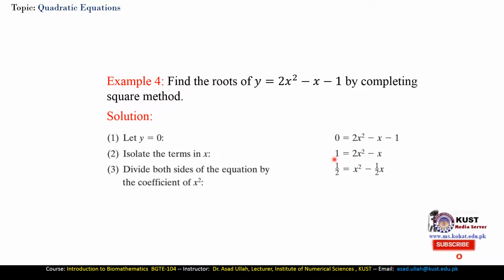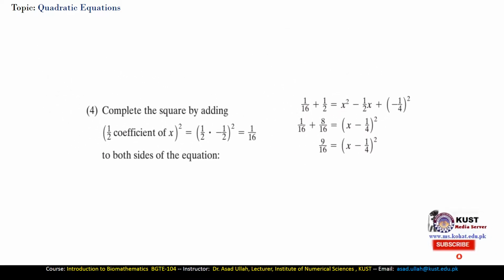Now to proceed further, here is the most important step: the coefficient of x square is not equal to 1. In the completing square method, we make the coefficient of x square equal to 1 and then we add the square of half of the coefficient of x on both sides of the equation. Now in step 3, divide this equation by the coefficient of x square, that is 2. So we get 1 over 2 is equal to x square minus 1 over 2 x.